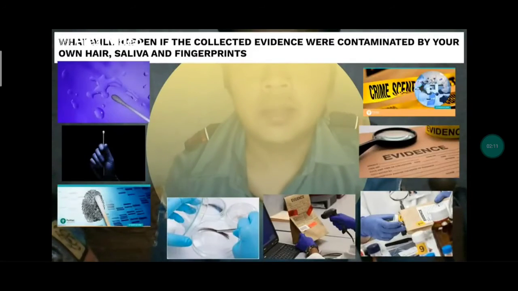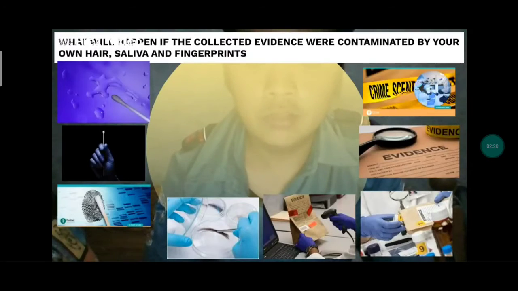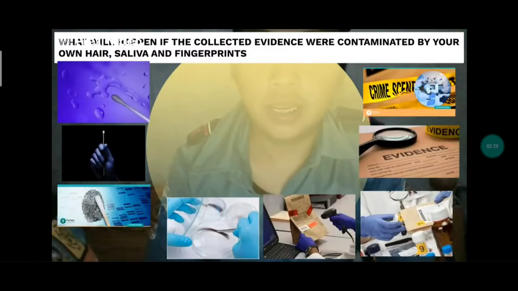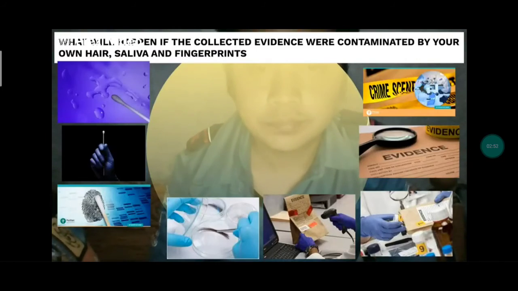What will happen if the collected evidence were contaminated by your own hair, saliva, and fingerprints? Una po, kapag na-contaminate ang evidence, hindi na magagamit sa court as evidence dahil yung original form ng evidence is nasisira, and may possibility na hindi masolve yung case, lalo na kung ang evidence na na-contaminate ay best evidence para malaman kung sino ang suspect at kung paano masolve ang isang case.